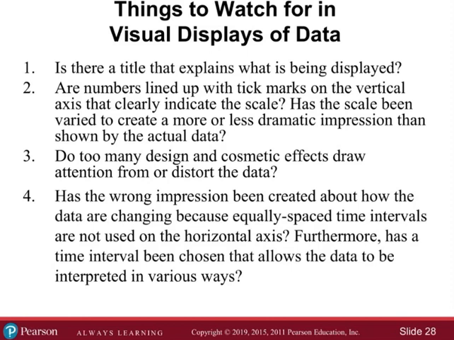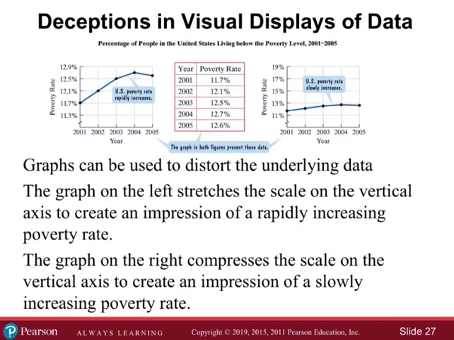Things to watch for in visual displays of data. Is there a title that explains what is being displayed? Are numbers lined up with tick marks on the vertical axis that clearly indicate the scale? Has the scale been varied to create a more or less dramatic impression than shown by the actual data? Do too many designs and cosmetic effects draw attention from or distort the data? Has the wrong impression been created about how the data are changing because equally spaced time intervals are not used on the horizontal axis? Furthermore, has a time interval been chosen that allows the data to be interpreted in various ways?